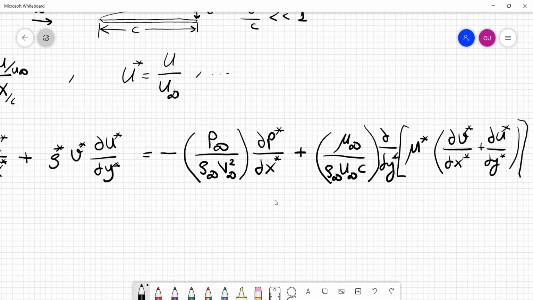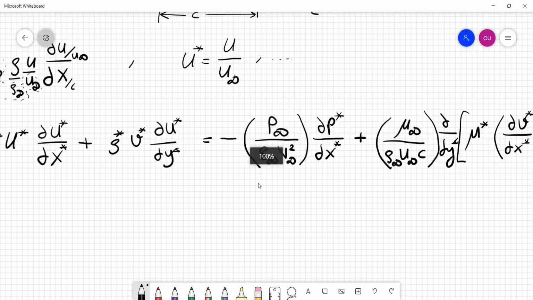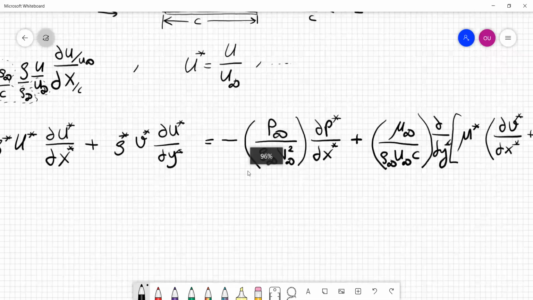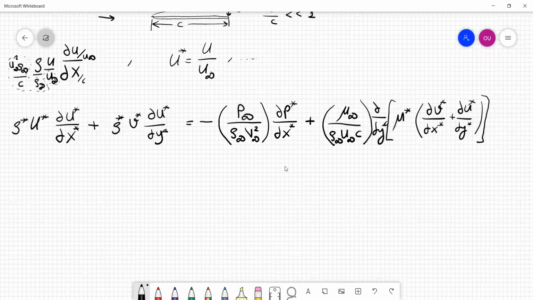So mathematically, this non-dimensional equation, let me zoom out so we can see the whole thing, actually looks very similar to the dimensional one, with only two major differences, okay?